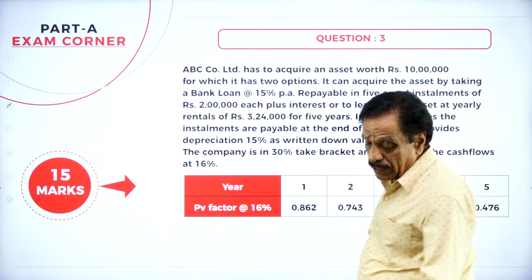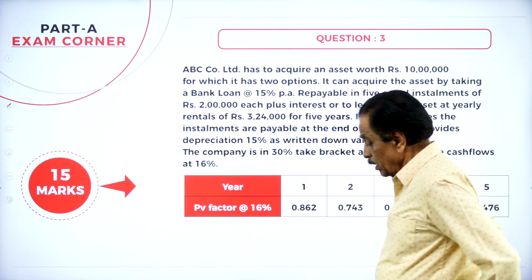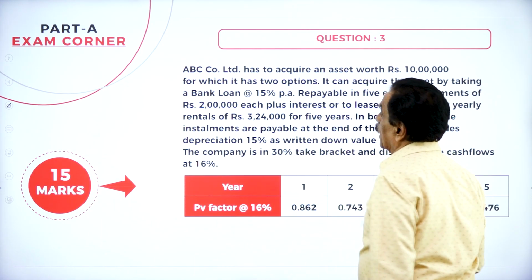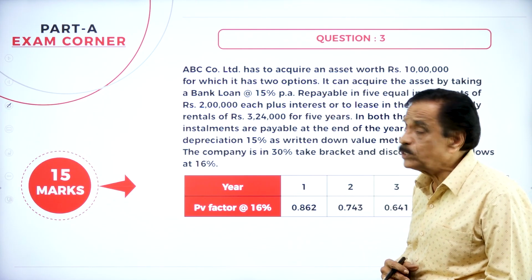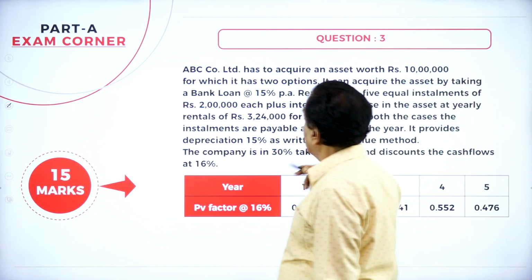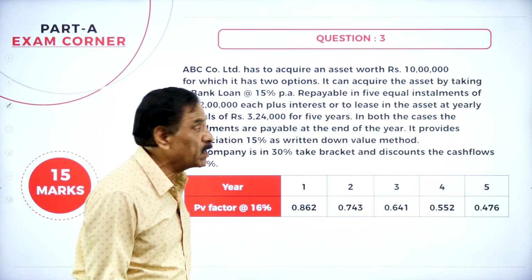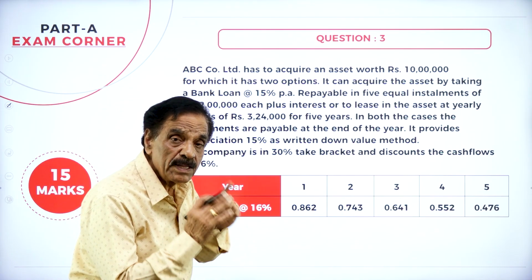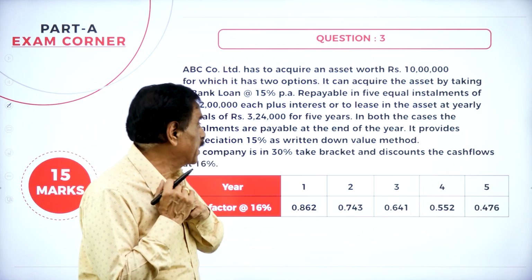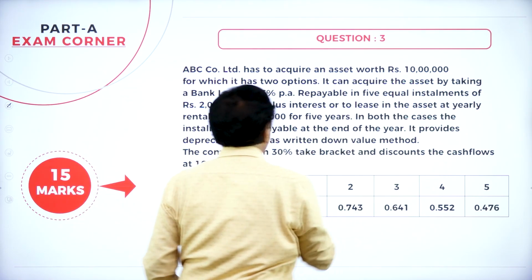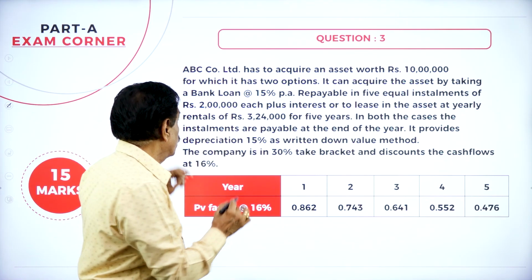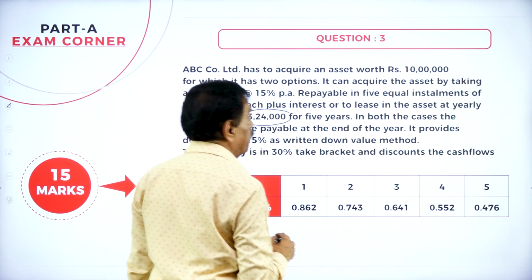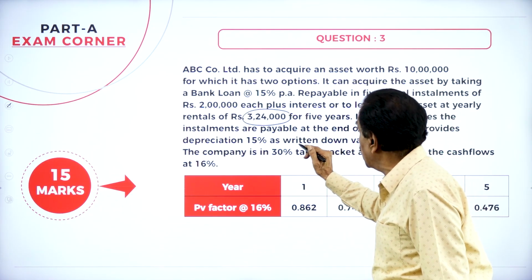Next we'll go. This is your lease method. ABC company acquired an asset worth rupees 10 lakh, for which it has two options. It can acquire the asset by taking a bank loan at 15% per annum, repayable in 5 equal installments of 2 lakh each plus interest. Every year they have to pay 2 lakh plus interest. Or on lease, the yearly rental value is 3 lakh 24,000 for 5 years. In both cases, the installments are payable at the end of the year.